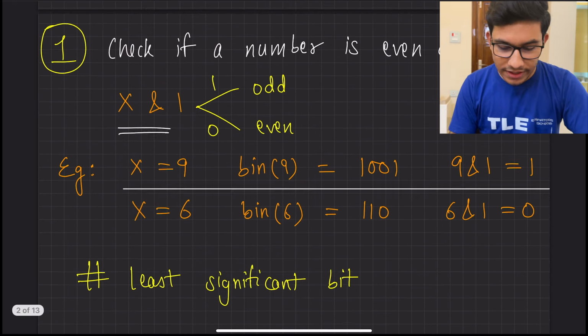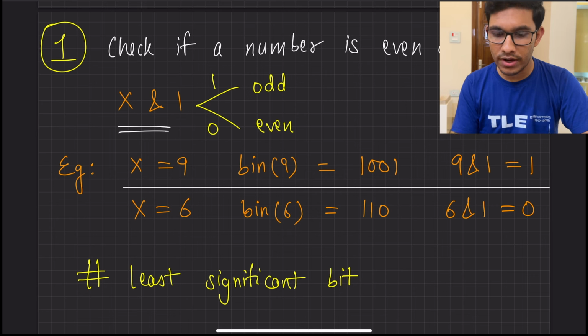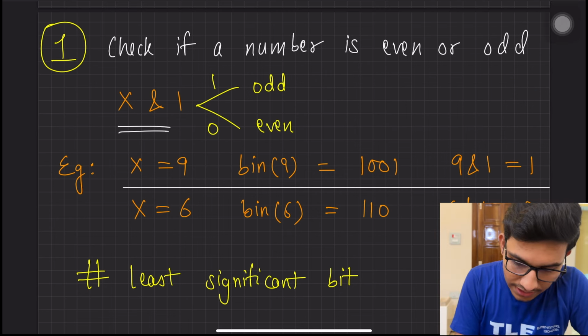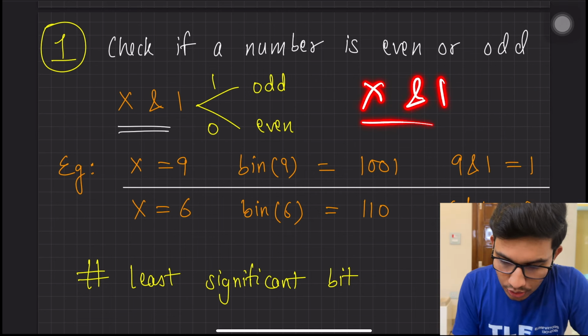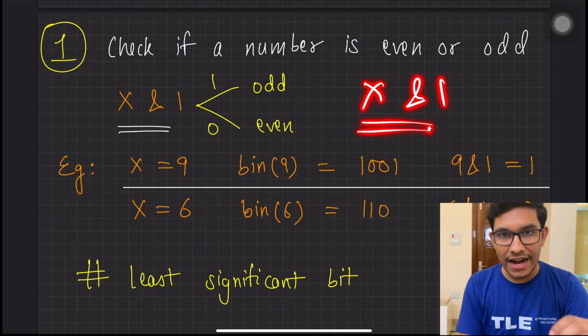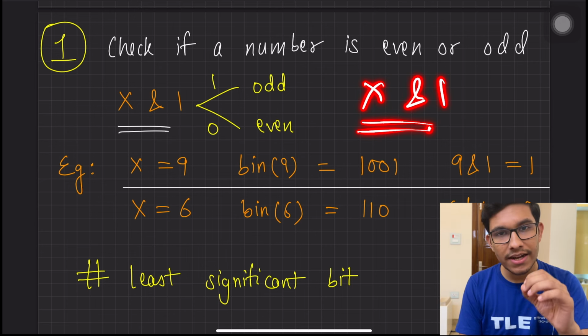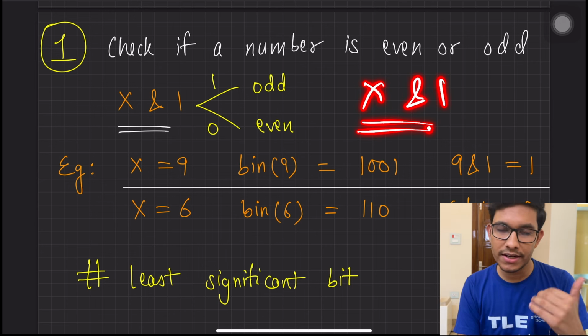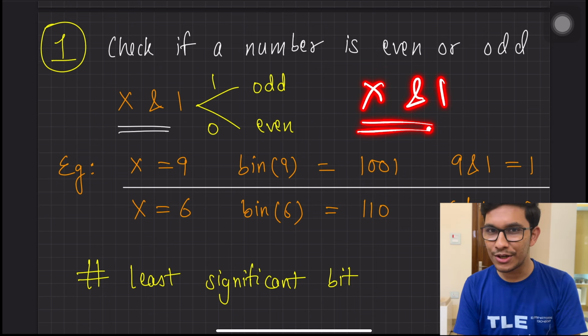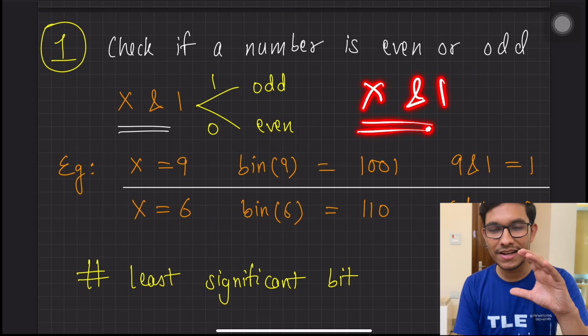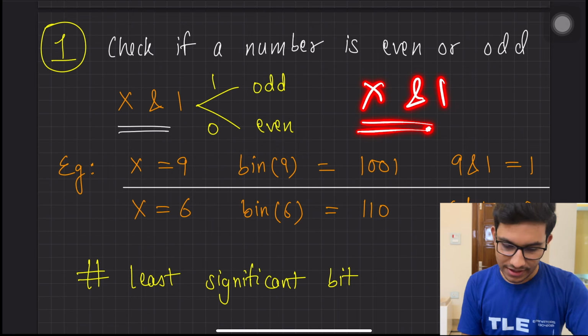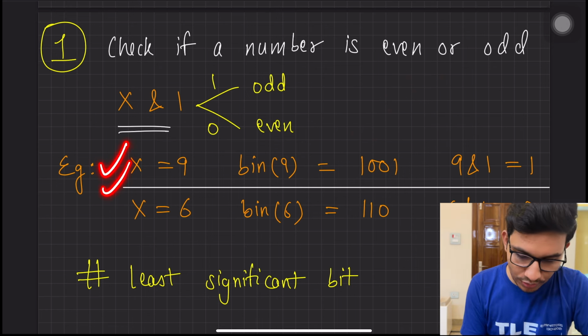A very cool way to check if the least significant bit is 1 or 0 is to simply do something like x and 1. What this will do is that it will take the AND of your number with just a single bit, which is 1, right? And if you take the AND and it comes out to be 1, then you clearly know that the least significant bit is 1. So the number is odd. And if it comes out to be 0, then you know that the least significant bit is 0 and the number is even, right?